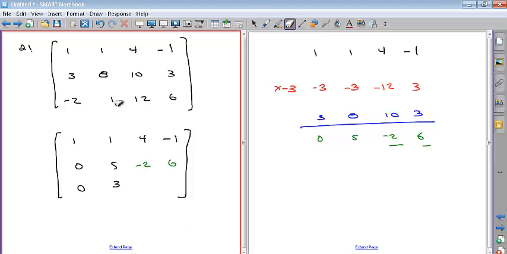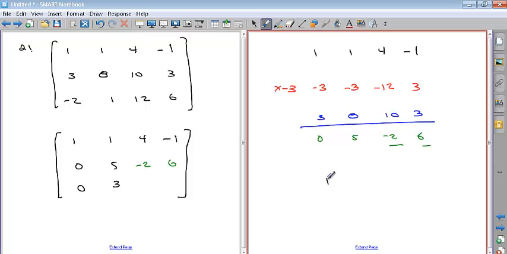Okay, then I look at the third row. Well, to get 0 here, I'm going to have to add 2 to this to get 0. So I'm going to take the first row again, 1, 1, 4, negative 1. I'm going to multiply it by positive 2 in this case. So I get 1 times 2 is 2. 1 times 2 is 2. 2 times 4 is 8. 2 times negative 1 is negative 2. Okay.